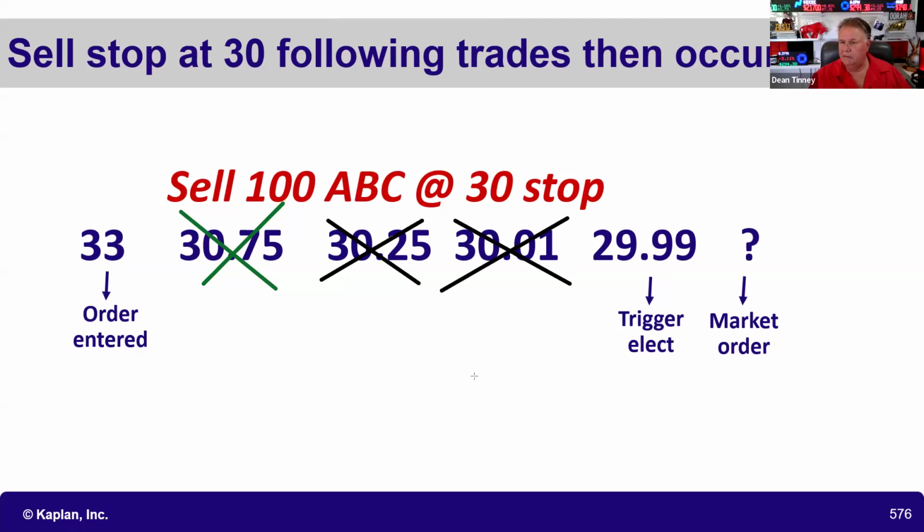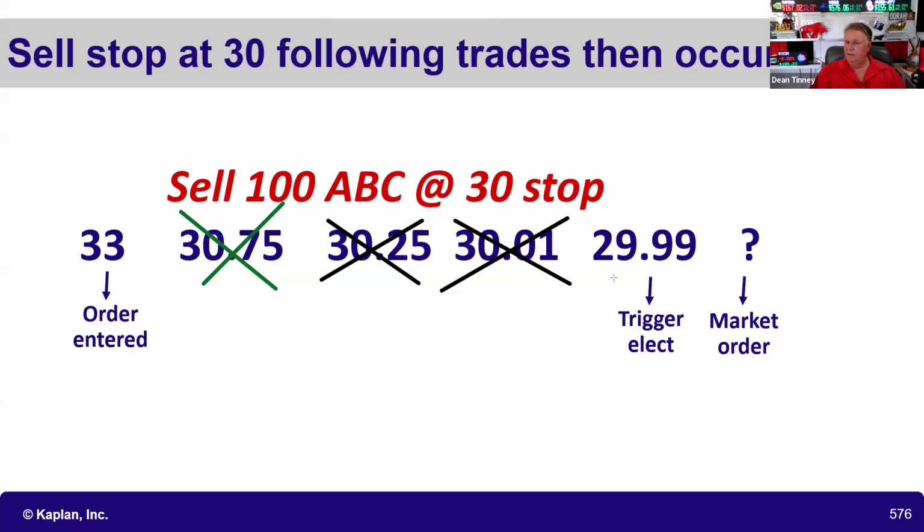Now in the test, there won't be a little arrow that says triggered or elected there. You have to know that it traded at or through. There's no way on a number line to go from 30.01 to 29.99 without going through 30. This is now a live market order. That's why there's a question mark, because we don't know what that trade is. My crystal ball is broke. Whatever that trade is, it's your trade.